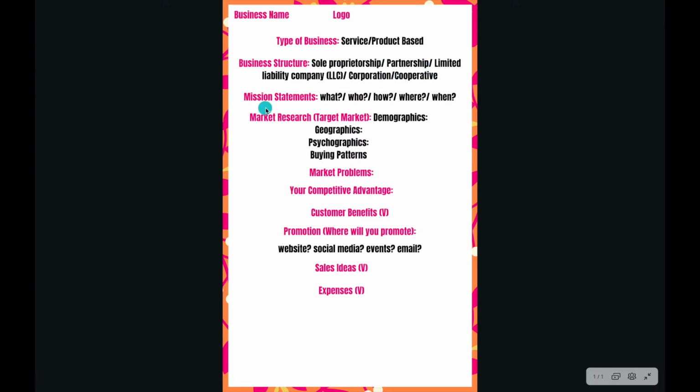Mission statement. This is very important. This is going to summarize everything about your business and your business goals. So it's okay if you create this mission statement after everything else. This is gonna help you get clear on the purpose of your business.